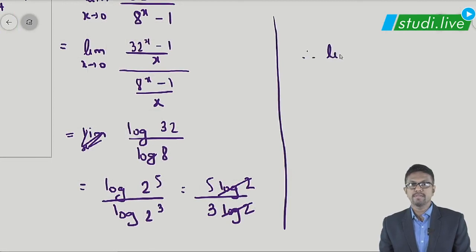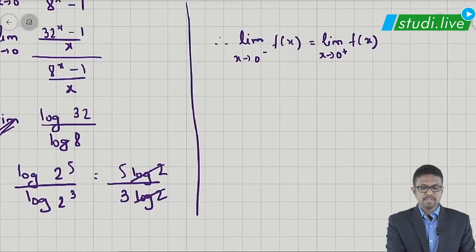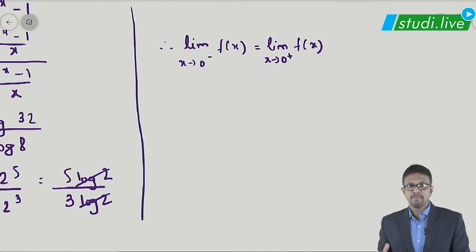Therefore, limit x tends to 0 minus f of x is equal to limit x tends to 0 plus f of x. So what is the function value that has to be defined is the value of these two limits, since they are equal. So for the function to be continuous, we will have to redefine that the function value at x equal to 0 is 5 by 3.